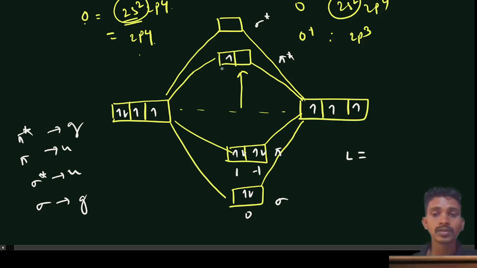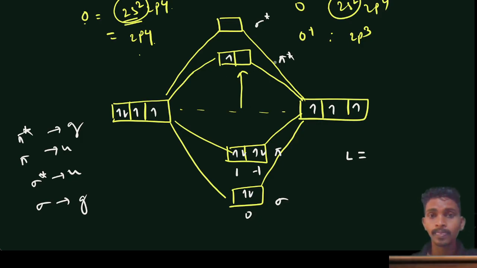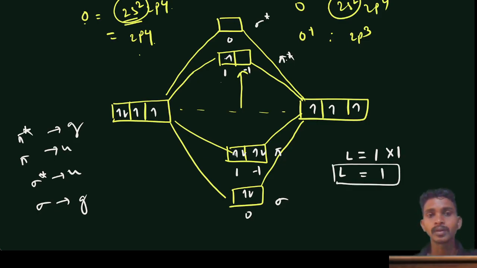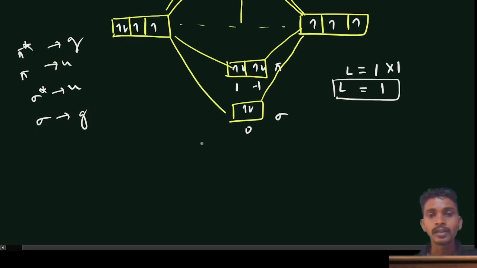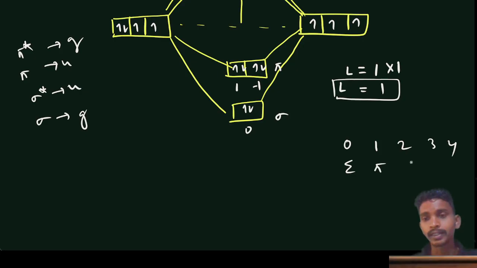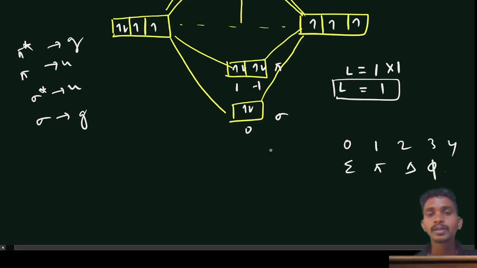So we will look at the unpaired electrons. What are the values? Since this is pi star, this is 1, -1, and this is 0. So the value of L is 1. How many electrons? 1 electron, so this value will be 1, so L is 1 here. Now if L is 1, you know the sequence 0, 1, 2, 3, 4. This is sigma, this is pi, this is delta, this is phi. So that is the thing.